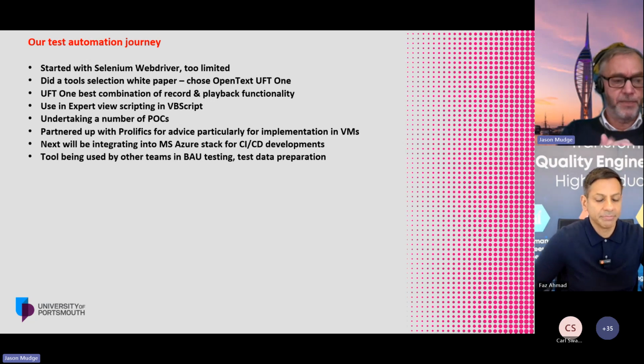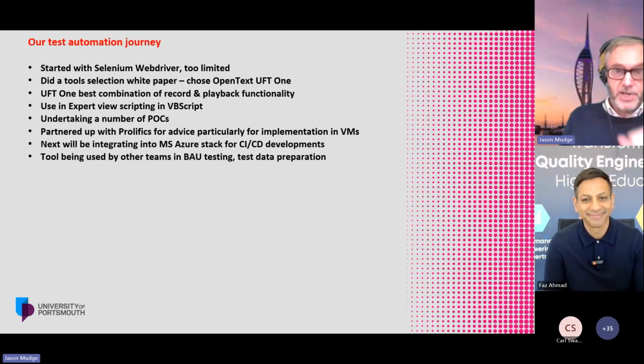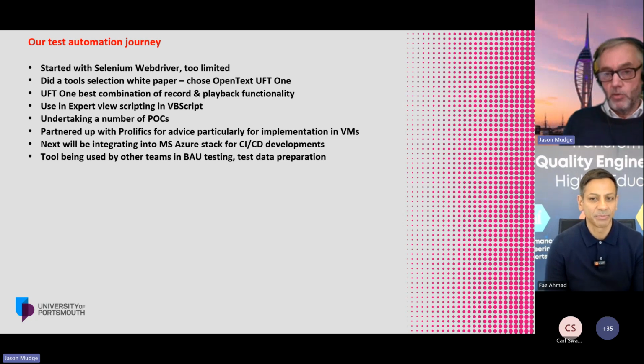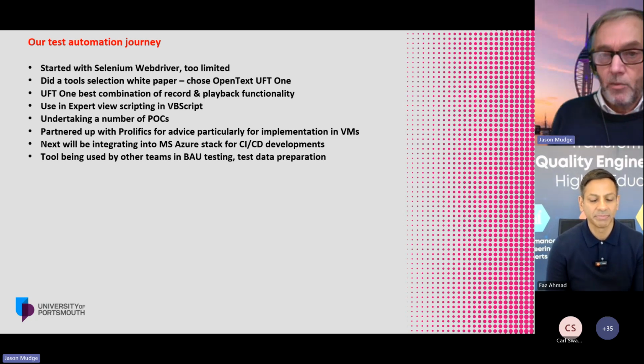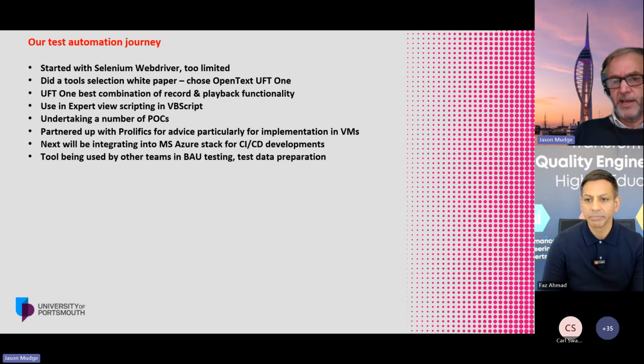I know this is functional testing, not non-functional, but I still just wanted to tell you a little bit about it. So we started off using Selenium WebDriver here. And we found it was too techy for us, and it was limited to web testing, and it couldn't easily test the desktop technologies and APIs we also needed.